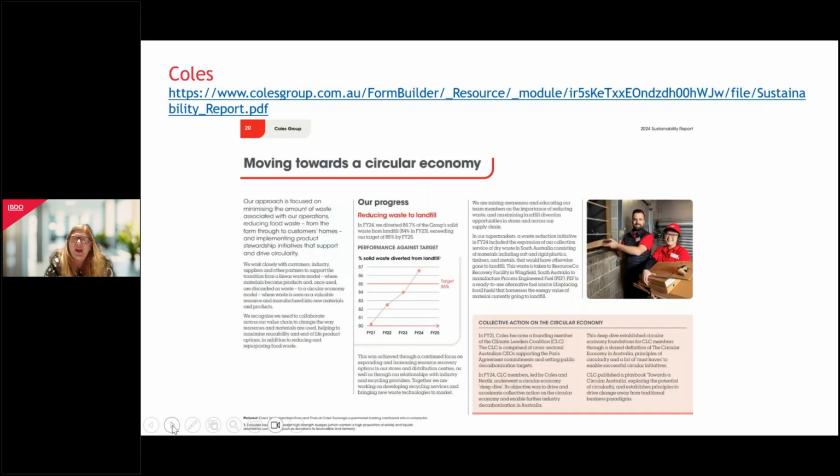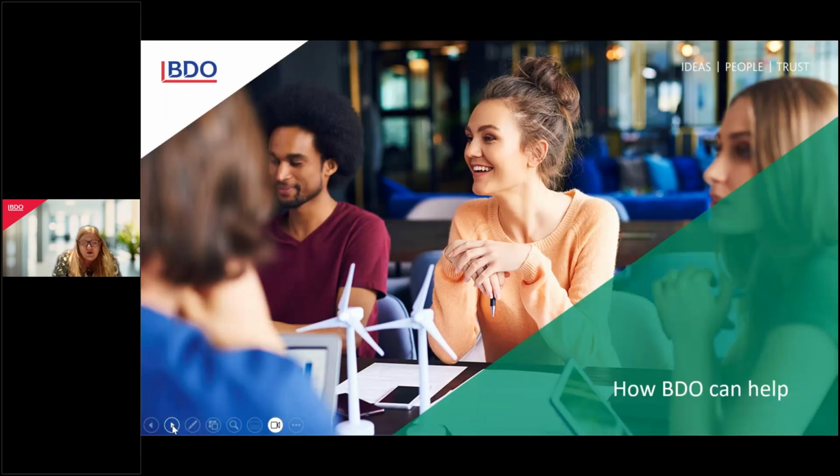Then the other one that I looked at was Coles, and there's a lot of metrics in Coles. I picked the one on moving towards a circular economy. And I picked this one because it was linked to waste. They said, our progress reducing waste to landfill. And you can see there's a graph of the percentage of solid waste that's been diverted from landfill over time. So just to give you a few ideas of real life examples.